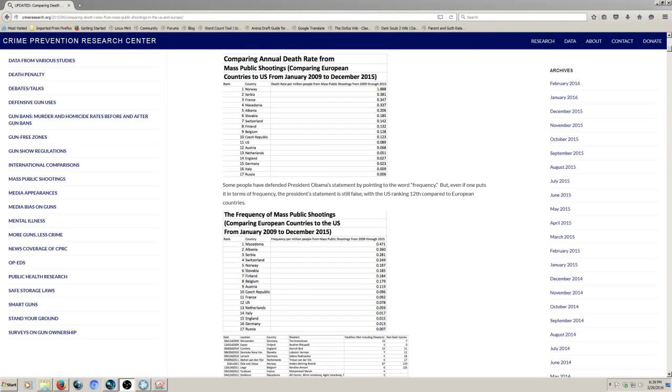So if we take a look at my source, it seems to just be comparing the US to 16 European countries from 2009 to 2015, and it is comparing the annual death rate from mass public shootings and the frequency of mass public shootings. Admittedly, my source only looks at the data from 2009 to 2015, so that might account for the discrepancy between the information that they provided and the information I provided.